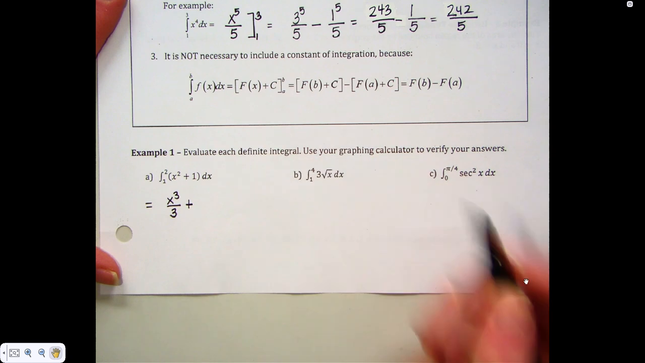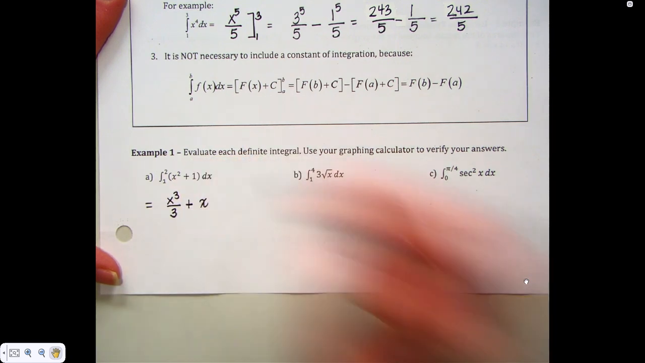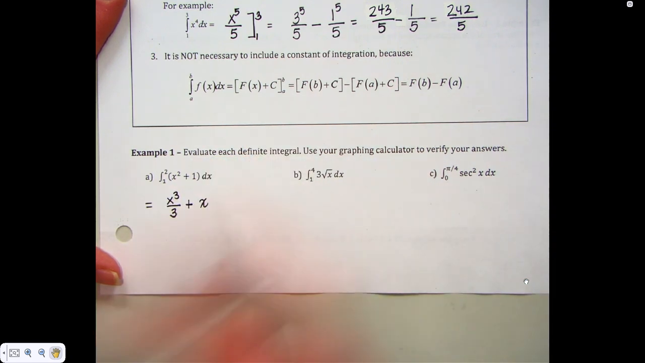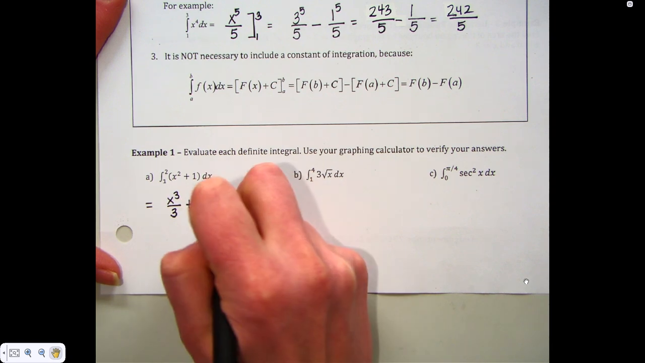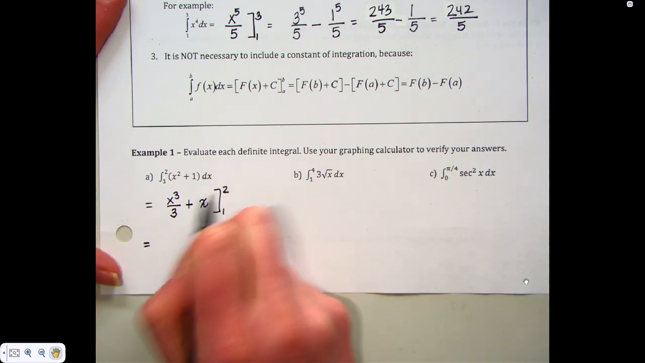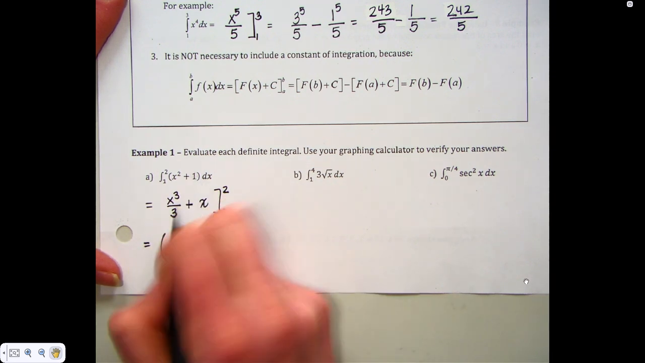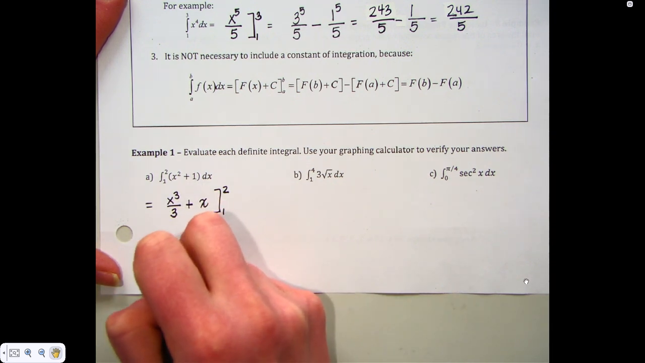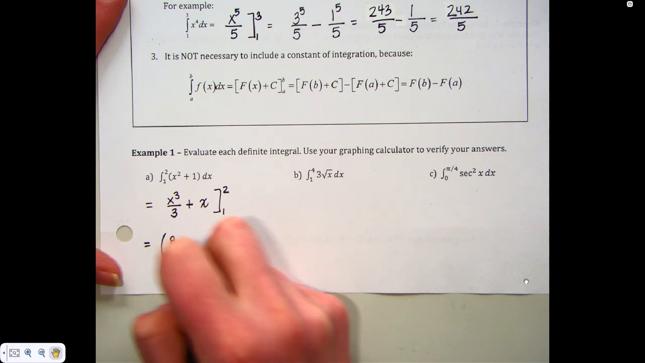And then the integral of 1 would be x, right? The derivative of x is 1. I make my little notation that this is a definite integral, so I want to go ahead and plug in my 2 first. We'll have, let's see, 2 cubed, that makes 8 over 3 plus 2.